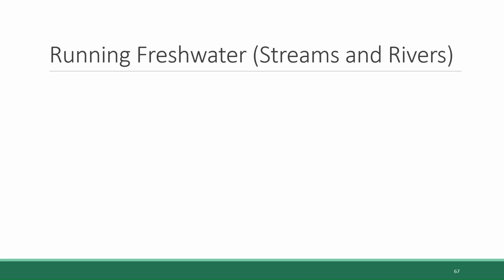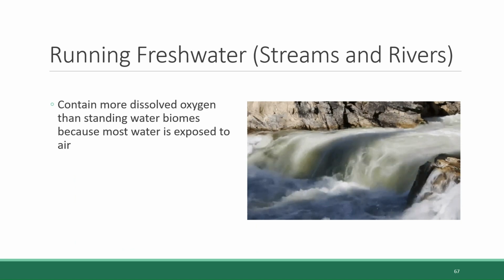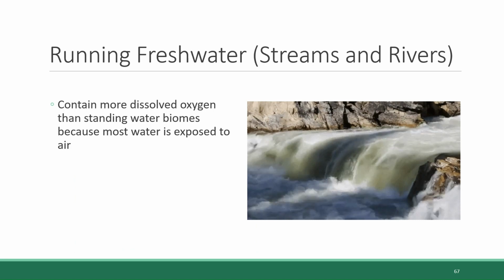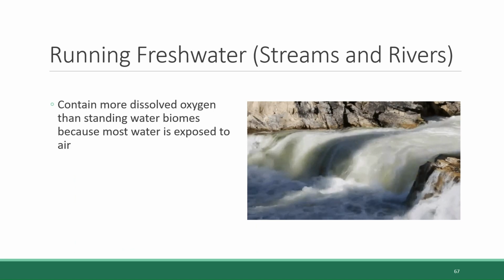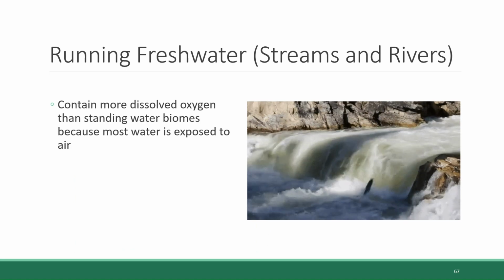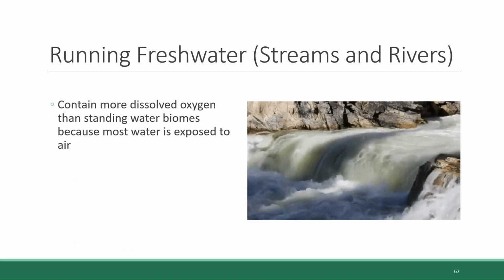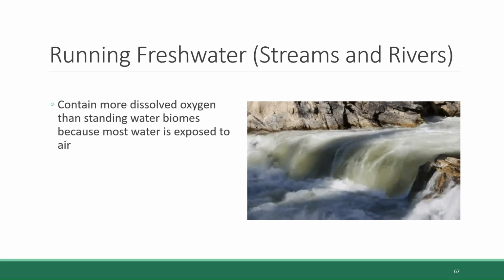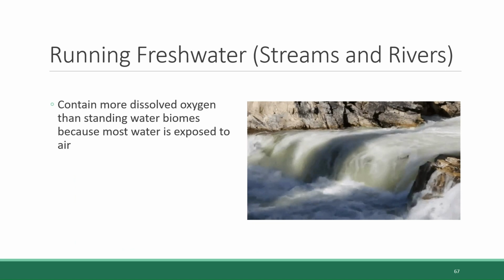We'll start by making some general notes of comparison between running freshwater and standing freshwater. Running freshwater biomes generally contain more dissolved oxygen than standing freshwater biomes because most of the water gets exposed to air in streams and rivers. As you can see in this video clip, the churning activity that happens when rivers are cutting their path across the land results in lots of mixing, and so virtually all of the water in the river gets exposed to air intermittently.